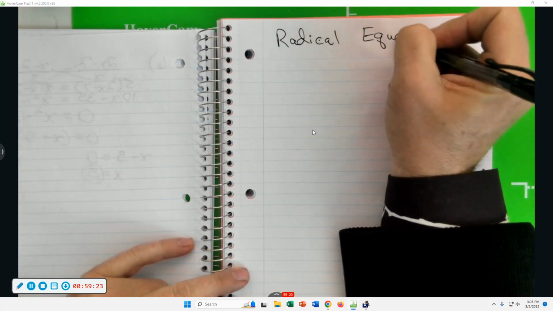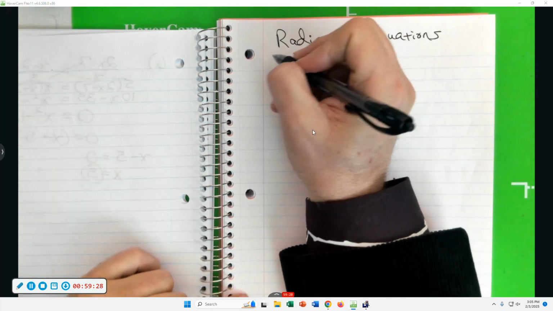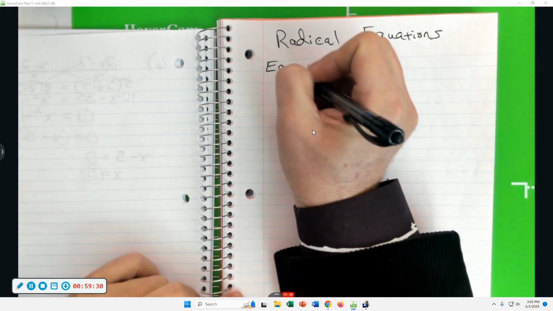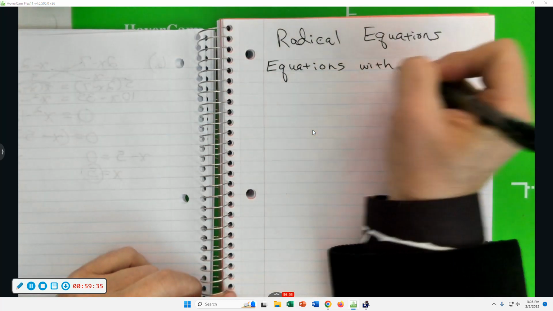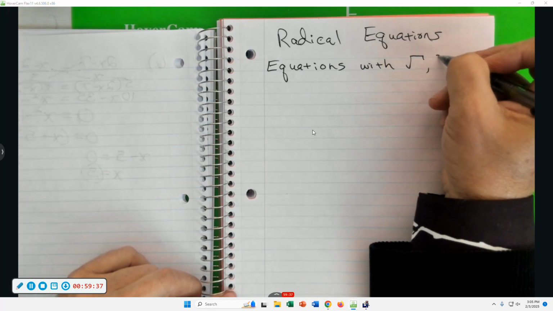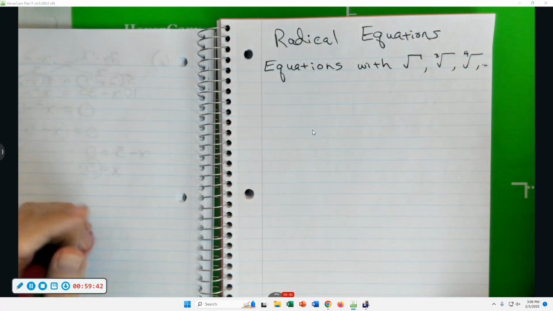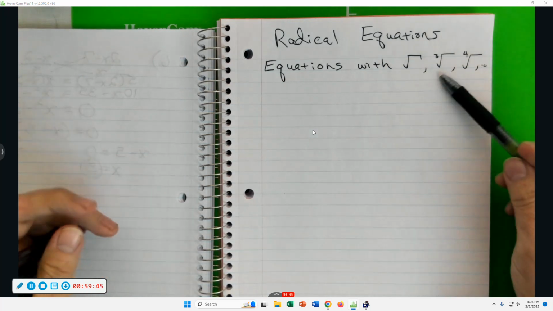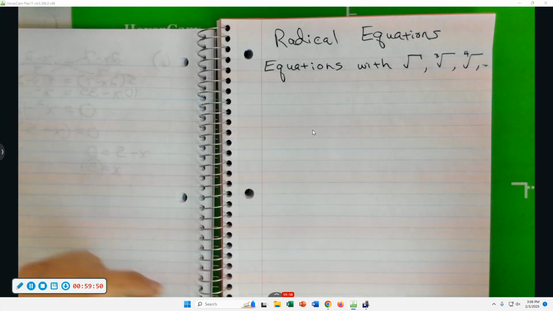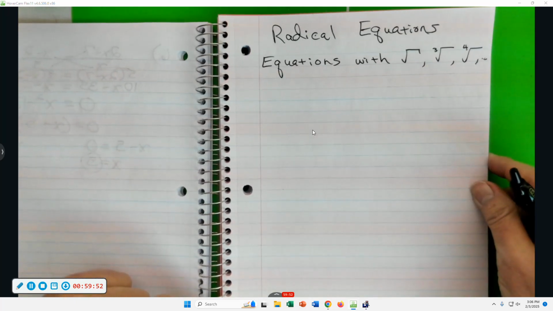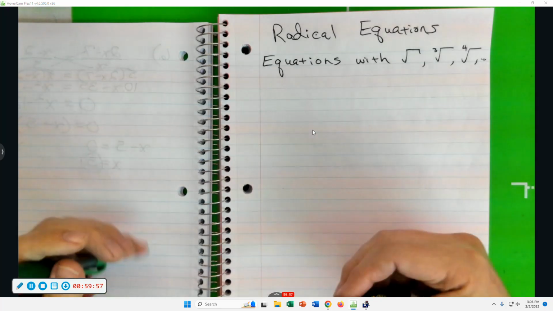Radical equations are equations that have square roots or cube roots or fourth roots, any sort of roots. An equation has an equal sign. And we're going to see cube roots and fourth roots in this assignment as well. I'll give the pep talk: they're going to turn out to be easier than the square roots. The square roots are the messy ones, oddly enough.